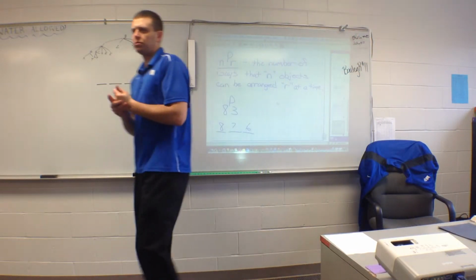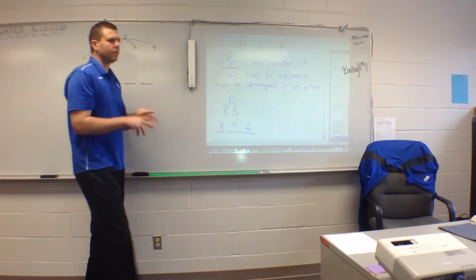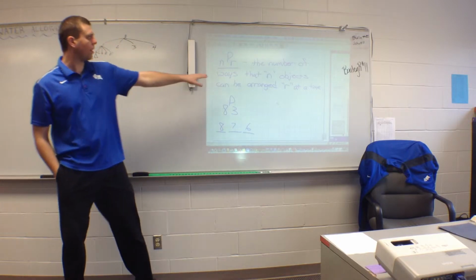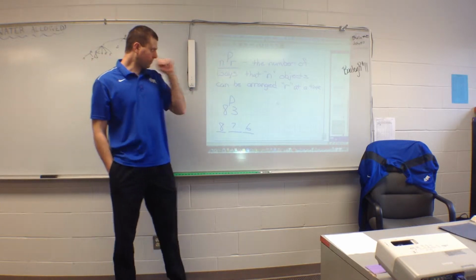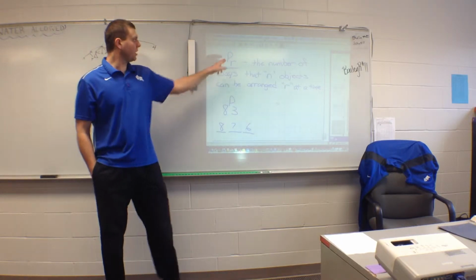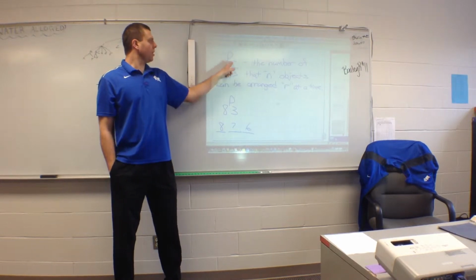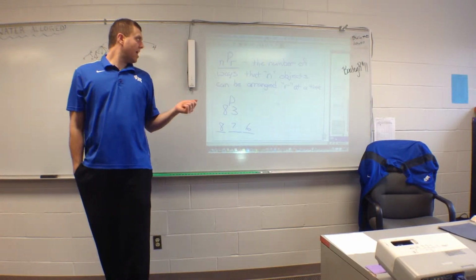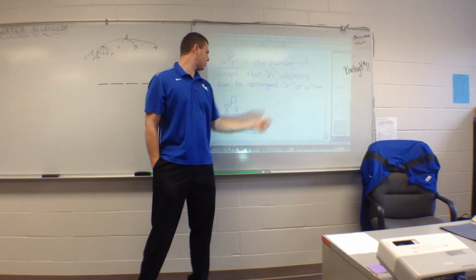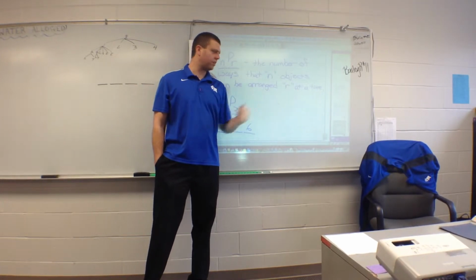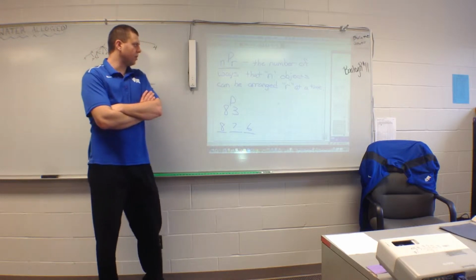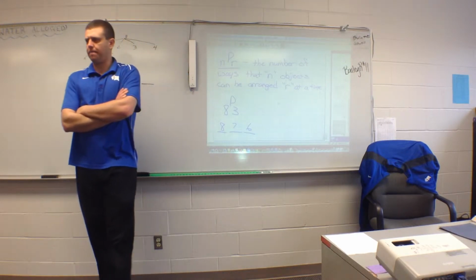Another thing that we will use is the nPr function on our calculator. P stands for permutation. But nPr, when you see that, represents the number of ways that n objects can be arranged r at a time.